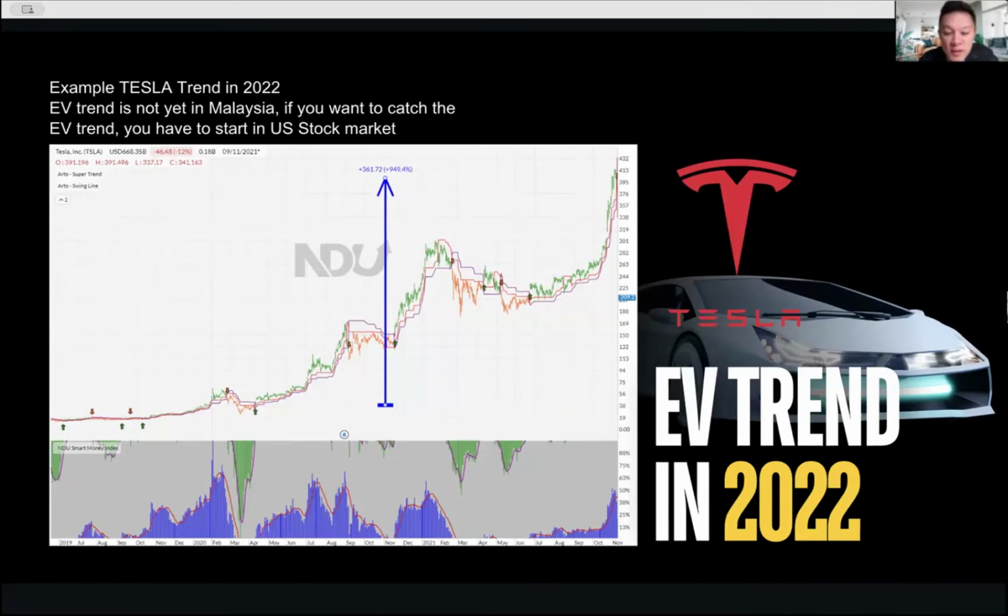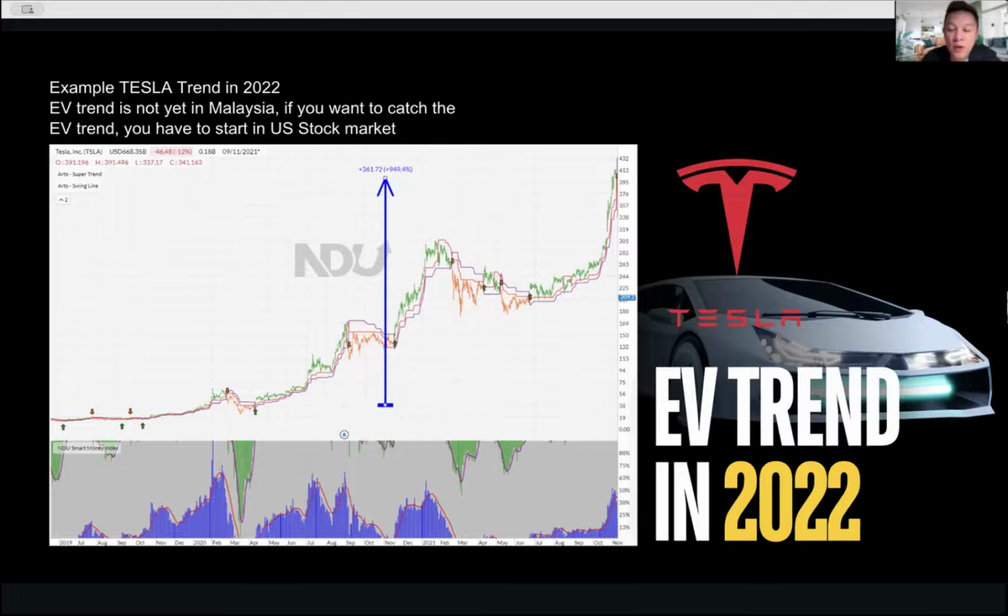2022, right? During this period, Tesla went up from 19, $20 to $400. Although it sounds crazy, $20 to $400, that's almost 2,000%. So the thing is this, when the EV trend happened in the US, in Malaysia there are no EV. The EV trend is all in Tesla.